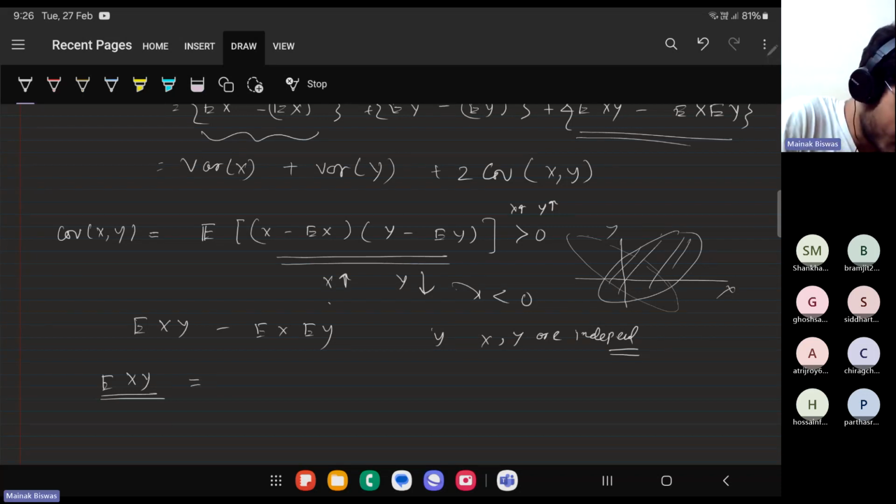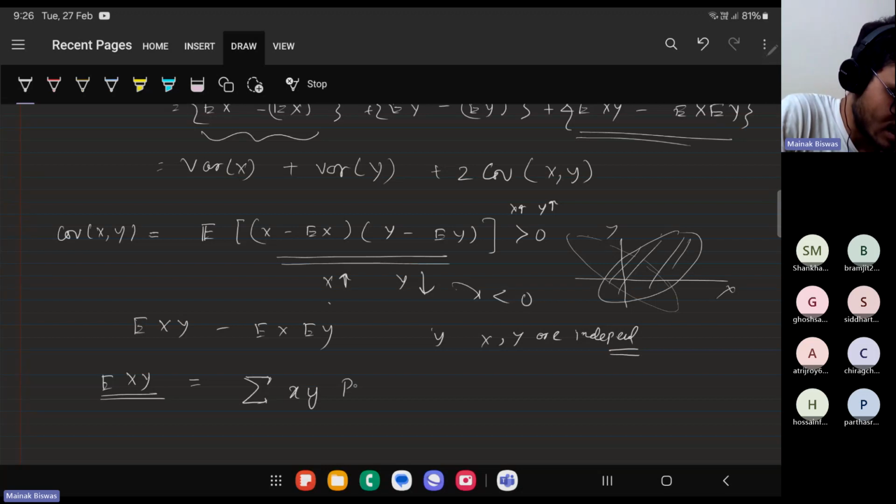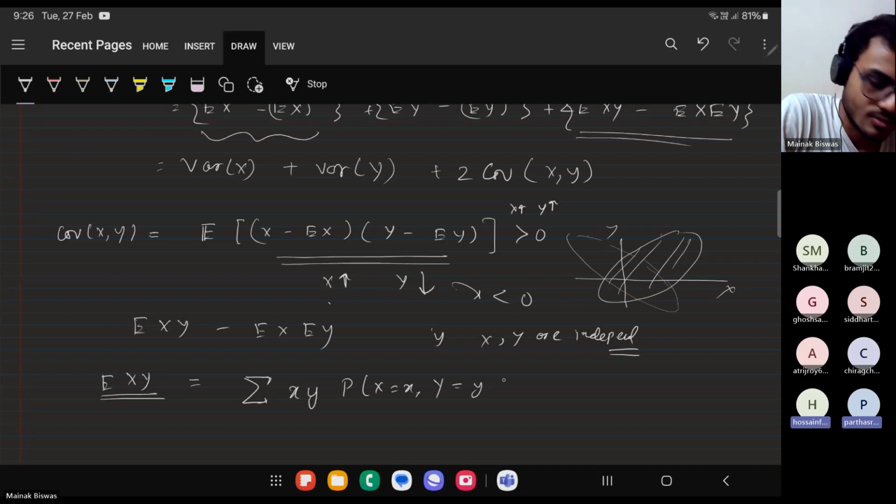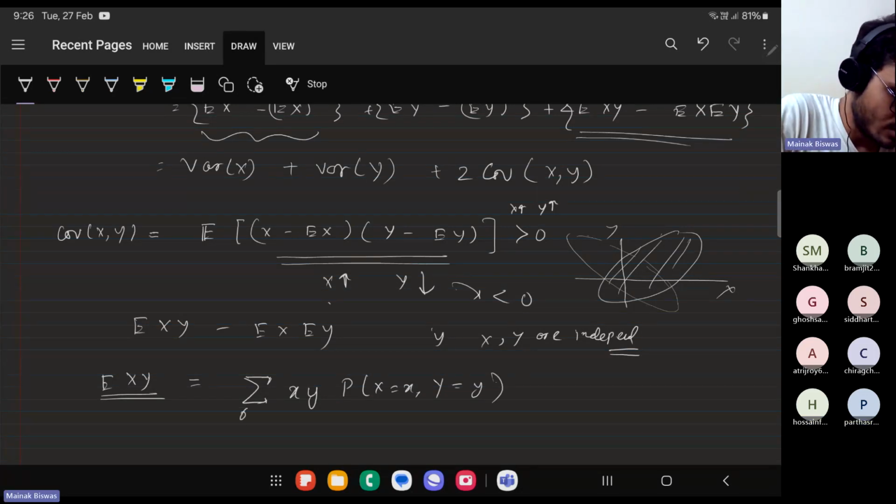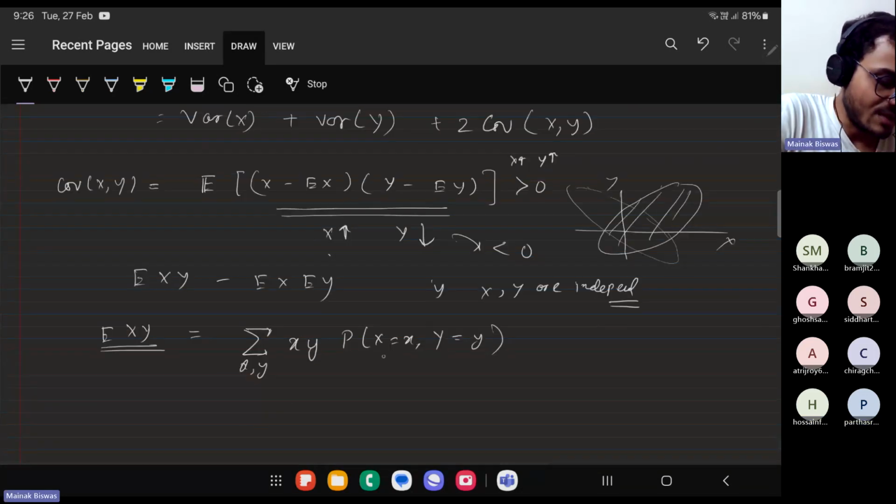How to do this? Say again. So this is the sum of x y into probability of X equals x, Y equals y, which equals x into P of X equals x into y into P of Y equals y. Very good. So they are independent now.